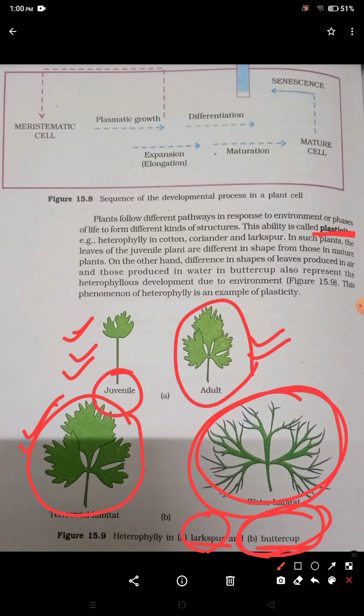Plasticity is also very important from the point of view of exam time. I think the concept of plasticity is very much clear to you all.